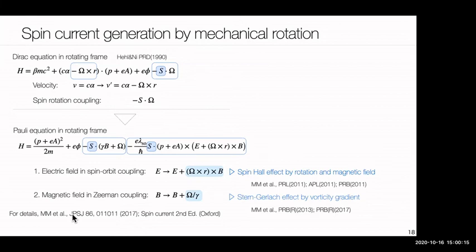So do you have anything to say, Mamoru? Actually, the JPSJ paper is the review for this mechanism, and in this paper, I explicitly show all of the terms related to this electric term. Okay, thank you.